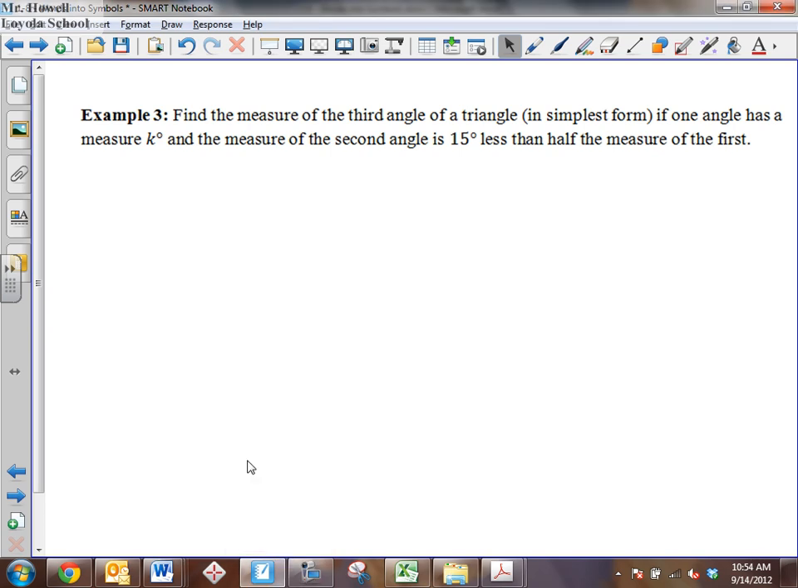Okay, let's pick up where we left off. We're going to be on example 3. This is section 1.8. The last example we did was with James driving his car a certain distance. So for example 3, we're looking at geometry now.